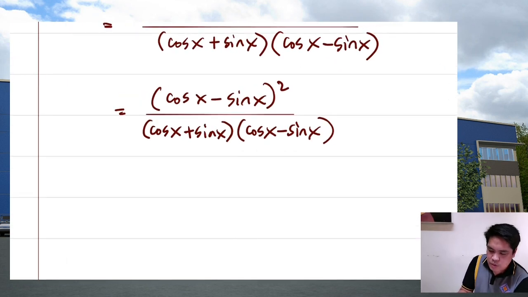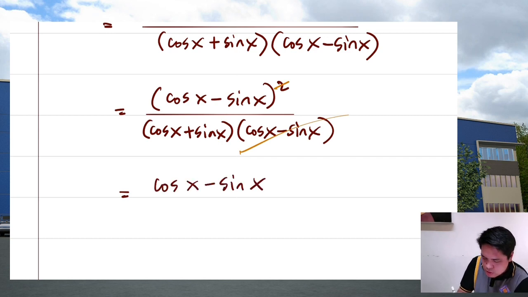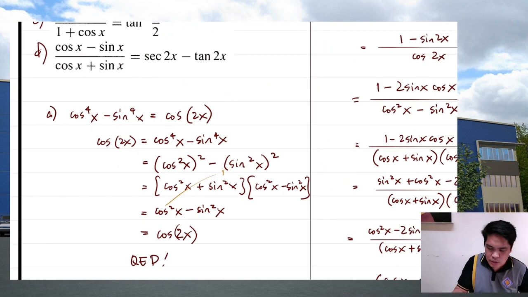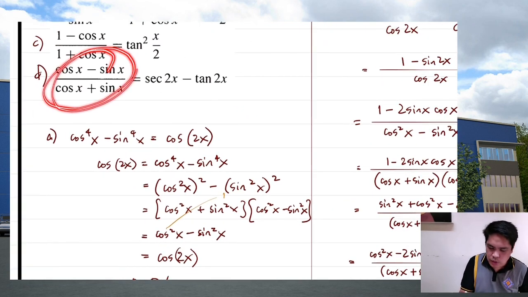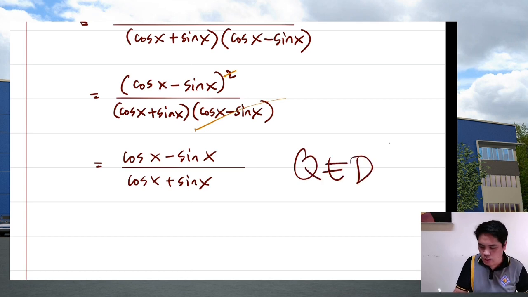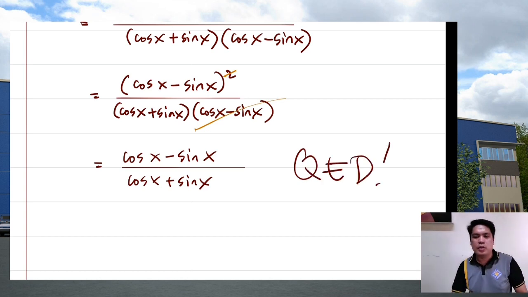Now, maka-cancel out na yung etong isa. Okay? So, what will remain in the equation is cosine x minus sine x over cosine x plus sine x, which is now what we are trying to prove. That one. So, quite easily done. QED, quod erat demonstrandum. That's it.